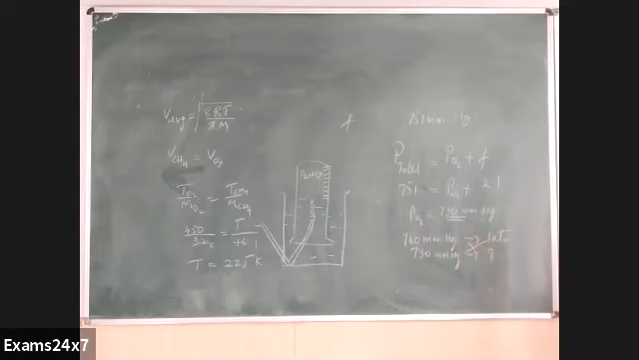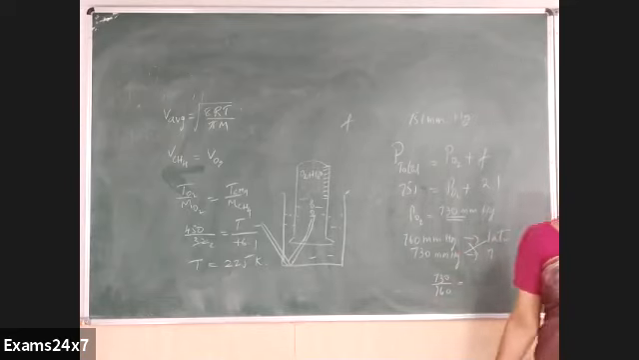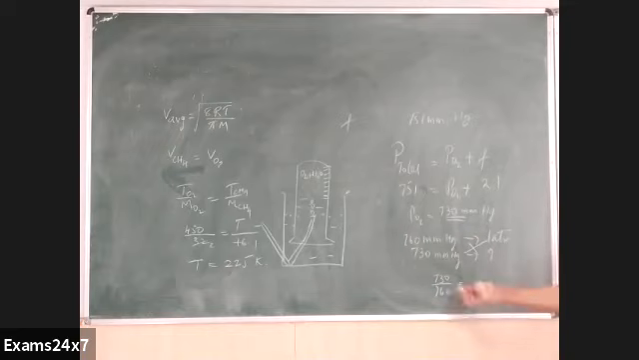Cross multiplication. That gives 730 by 760. Now you just see the options. Don't go to calculate. See the options. There are two options with atmosphere, 0.96 and 1.02. Obviously, this should be less than 1. 0.96 should be the answer. Answer is 0.96. Understood?